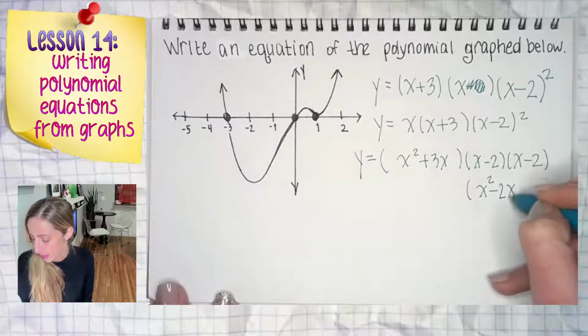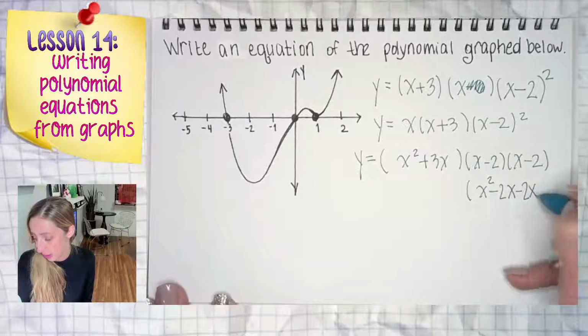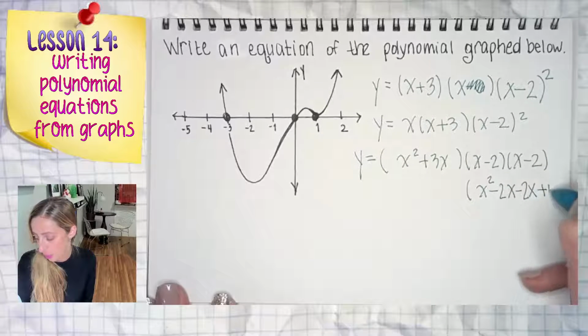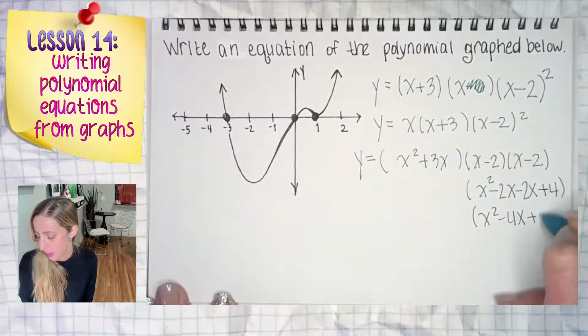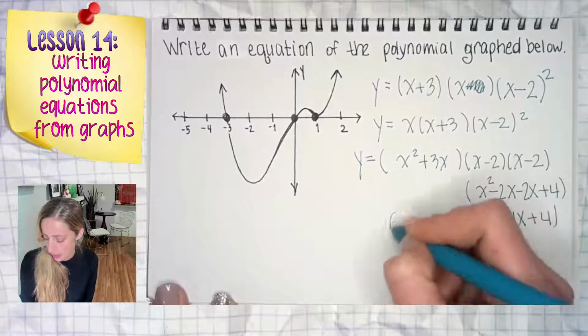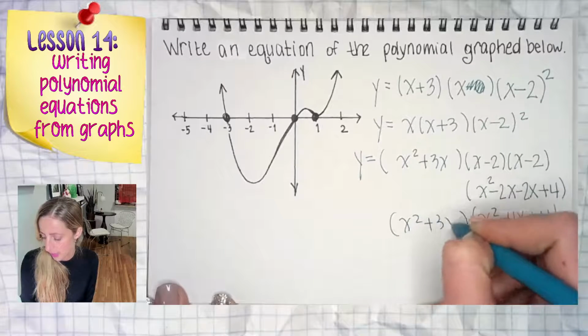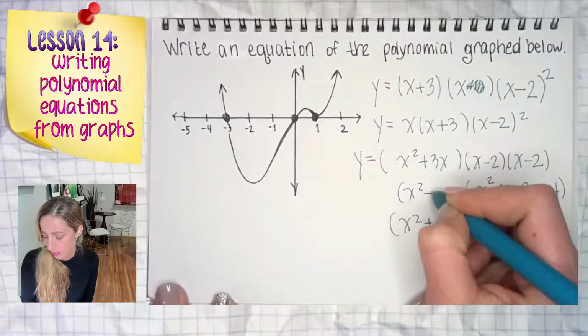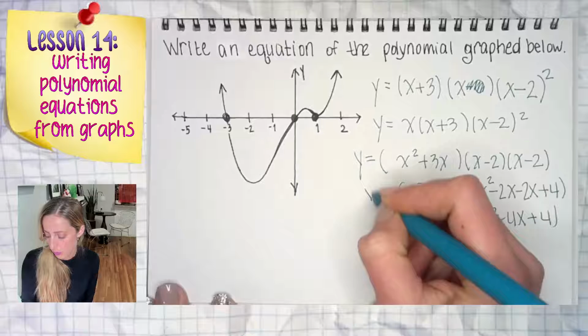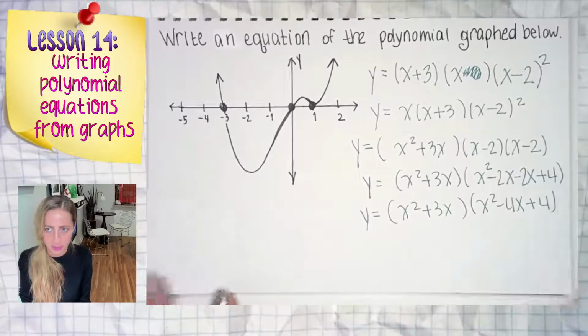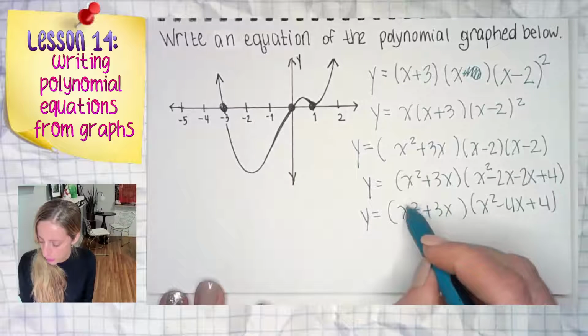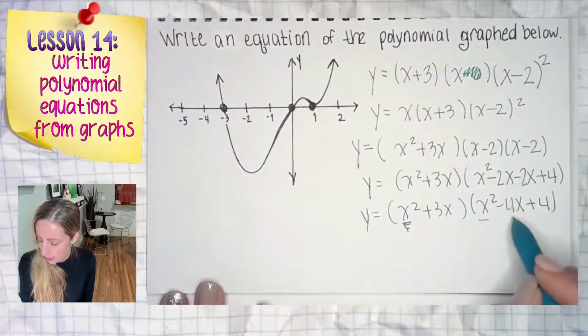Minus 2x in the outer, minus 2x in the inner, last times last plus 4, right? X squared minus 4x plus 4, and we still have that x squared plus 3x hanging out right there. Okay, we're doing great. Amazing. Best you've ever done. Now, we're going to take the x squared. We're going to multiply it by 1, 2, and 3.